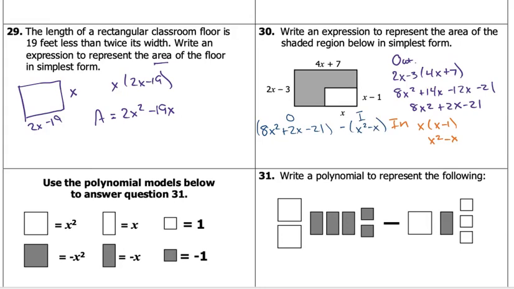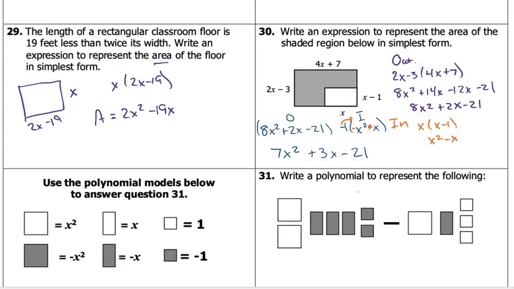The important piece here is I put the outside, subtract the inside, and I don't forget to distribute this -1. So really what I have here is a negative x squared and a positive x when I distribute this over. And then I can go ahead and combine like terms. So I'm going to have 8x squared and negative x squared, which will become 7x squared. 2x and 1x makes 3x. And I don't have another constant, so it would just be -21. So my shaded area is 7x squared plus 3x minus 21.